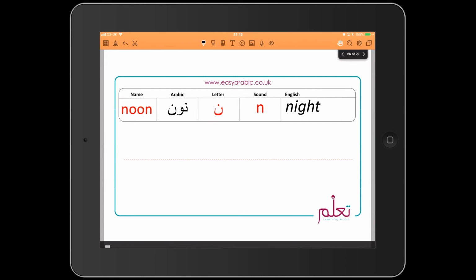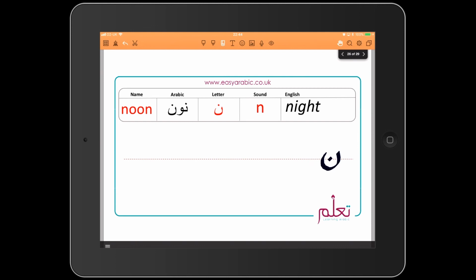The next one is the letter noon. Okay, lam, mim, noon. Noon again, it starts from above the line and goes down and then back up again. I guess if we did the lam like we did this, so like this, it might confuse the lam and the noon. So the length of the lam is longer. All right, let's go back.